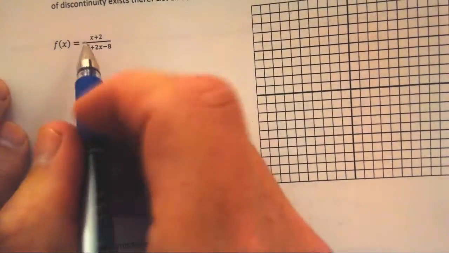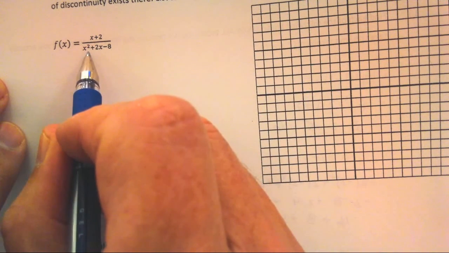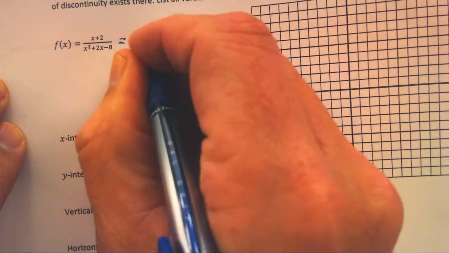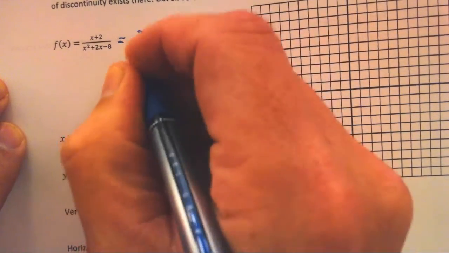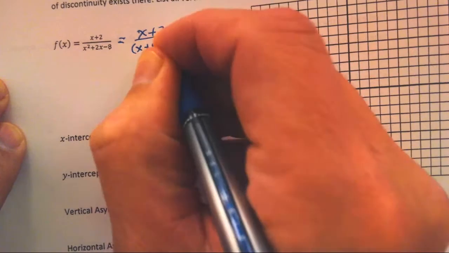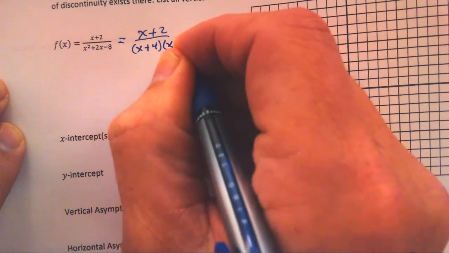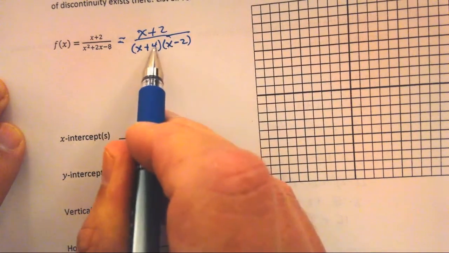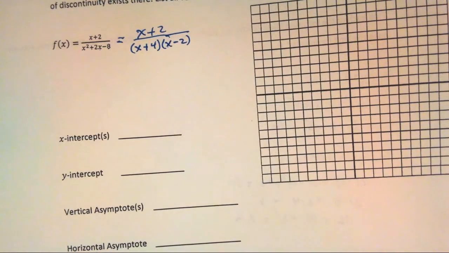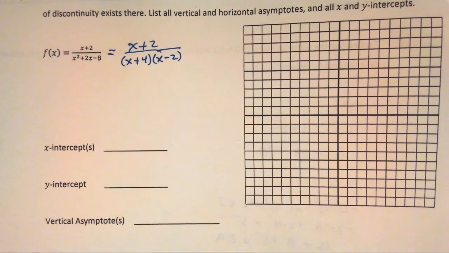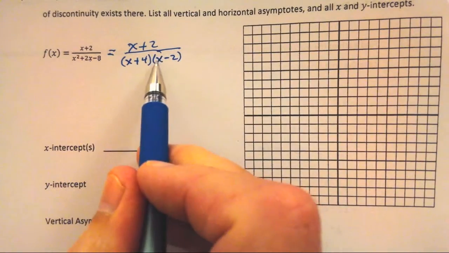So I'm going to take a look at this denominator and see if this can factor. Factors of negative 8 that add up to 2 are plus 4, then minus 2. Quick FOIL check: x squared minus 2x plus 4x, that's plus 2x, minus 8. Okay, so what do we learn with this? We learned that we don't have any holes in the graph, which we're kind of coming to expect in calculus, but we do have some asymptotes.